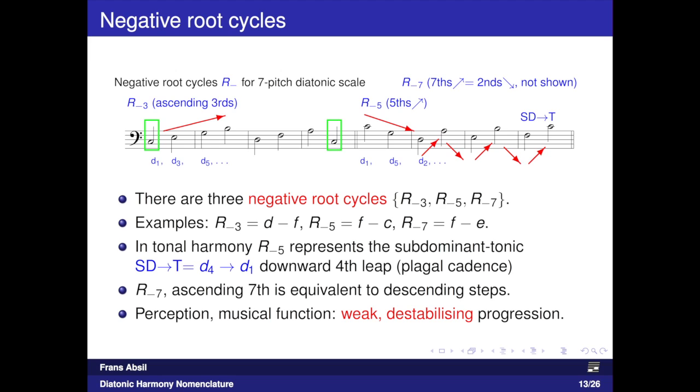Equivalently, there may be negative root cycles, and shown here are the root movement for R-3, which means ascending thirds, and the R-5 root cycle, which means ascending fifth root movement.